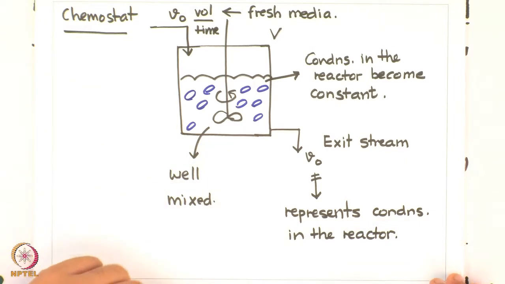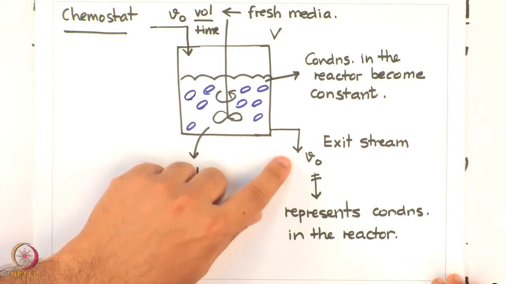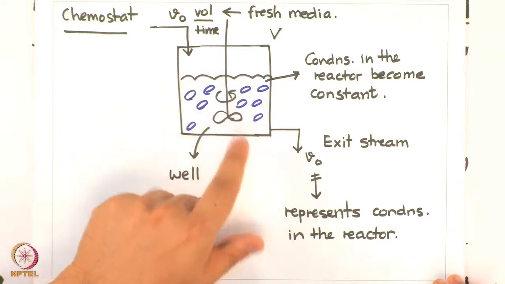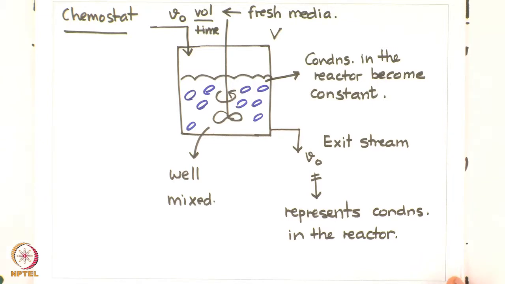Because the analysis of this reactor would show that the exit stream is carrying what is present well mixed inside this reactor. So now you have this reactor-like setting which gives you constant conditions with time because of these exit and entry streams. One of the consequences you should realize is that the fresh stream coming into the reactor is only carrying fresh media. It's not carrying any bacteria. Whereas the exit stream, which is going out from the reactor at rate V0, is carrying bacteria and spent media from inside the reactor.